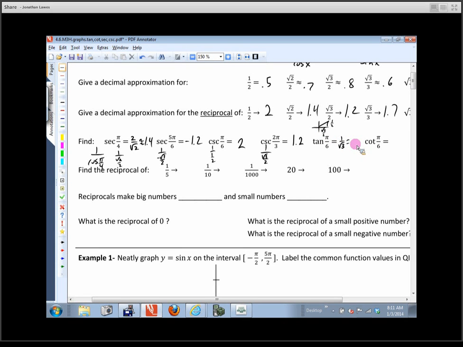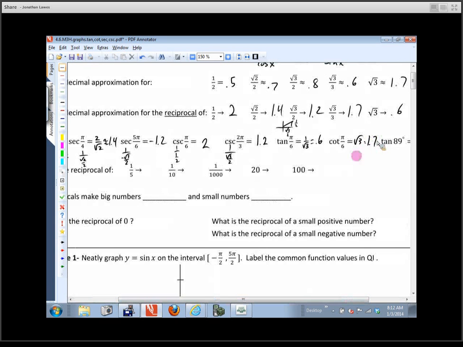And 1 over radical 3 is approximately, isn't that this one right here? If we rationalize, so this is going to be 0.6 roughly. And then the cotangent, now notice this is the same angle, it's both pi/6. How is the cotangent of pi/6 related to the tangent of pi/6? They're reciprocals. So what's the reciprocal of this guy right here? It's radical 3, which is 1.7, roughly.